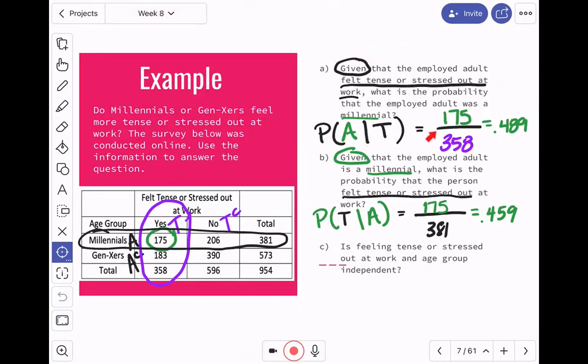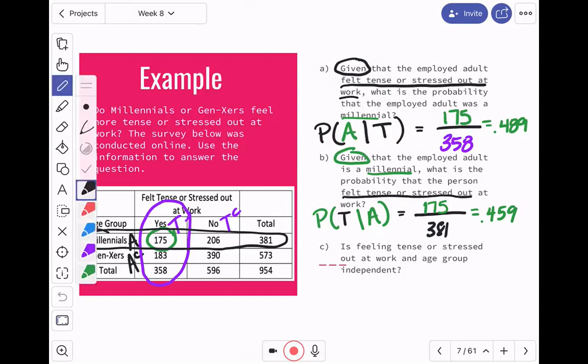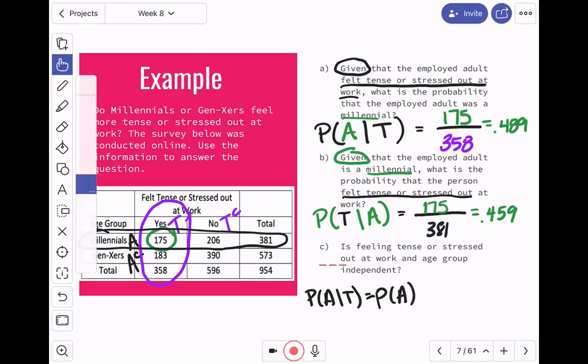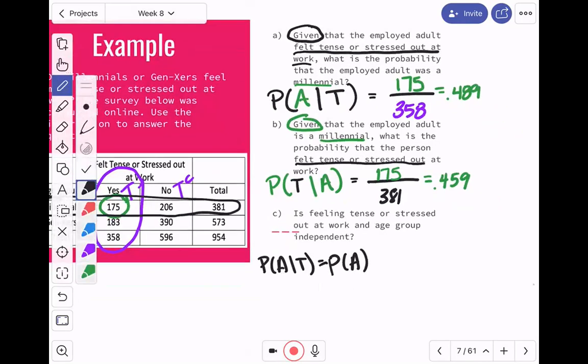Probability of A given T is equal to what? It's not showing that. Probability of A given T is just a conditional probability. If they're independent though, what should be true? If they're independent, the probability of A given T should be equal to the probability of A. Or I can show what? The probability of T given A should be equal to what? The probability of T, good.